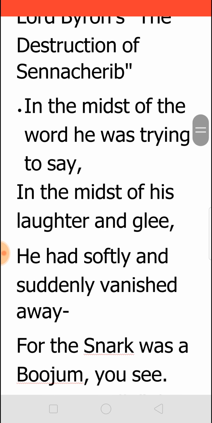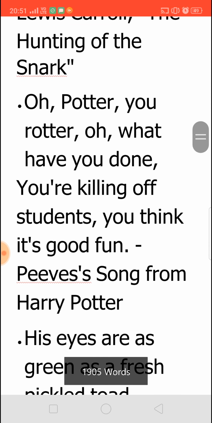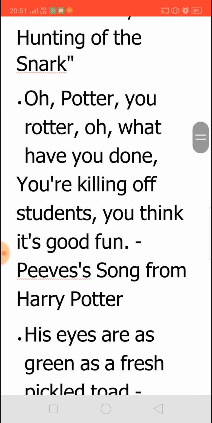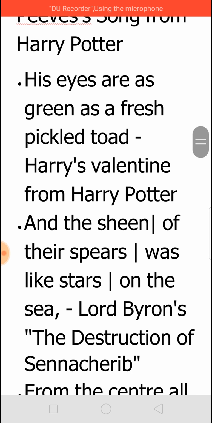And another one is: in the midst of the word he was trying to say, in the midst of his laughter and glee, he had softly and suddenly vanished away, for the Snark was a Boojum, you see. This is from Lewis Carroll's The Hunting of the Snark. And then: Oh porter, you rotter, oh what have you done? You are killing off your students, you think it's good fun. This is from Peeves's song from Harry Potter. His eyes are as green as a fresh pickled toad. Harry's Valentine from Harry Potter.